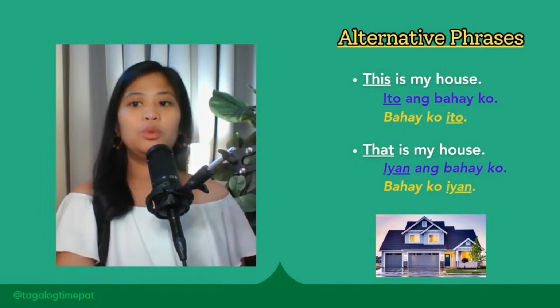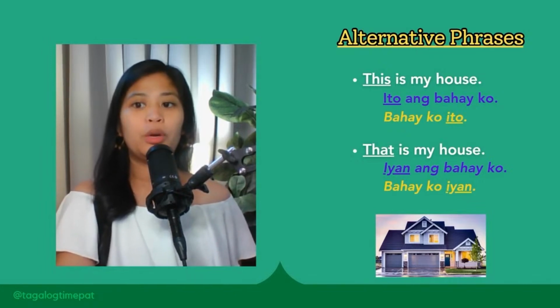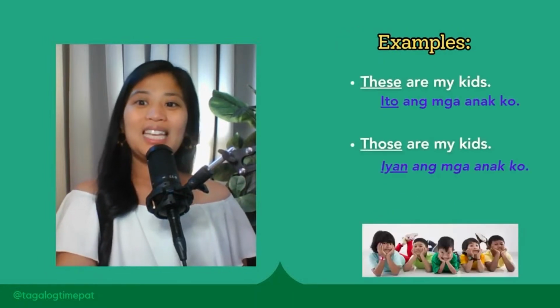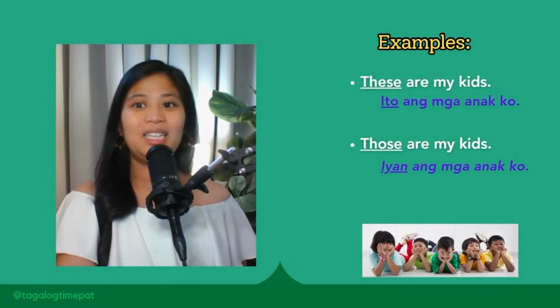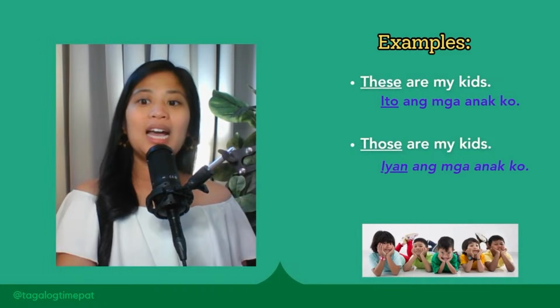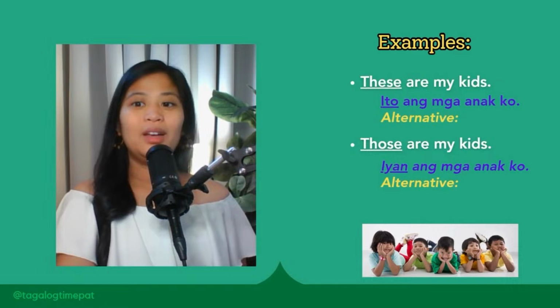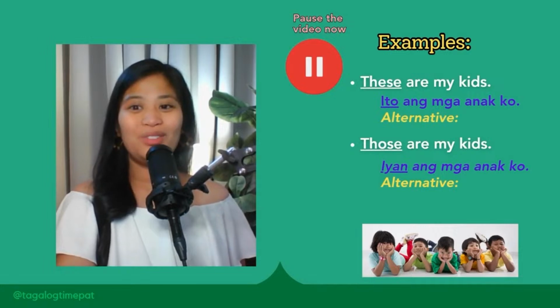Okay, so these are the two ways you might hear the demonstrative pronoun being used with a noun. So let's do some examples. These are my kids is ito ang mga anak ko. We learned that. And then those are my kids. Yan ang mga anak ko. I want you to think of the alternative. Remember, we took out the word ang, and then we had to switch up the order. So if you need to take a look at the last slide, you can flip back. But go ahead and pause the video now if you'd like, and then we'll go over it.